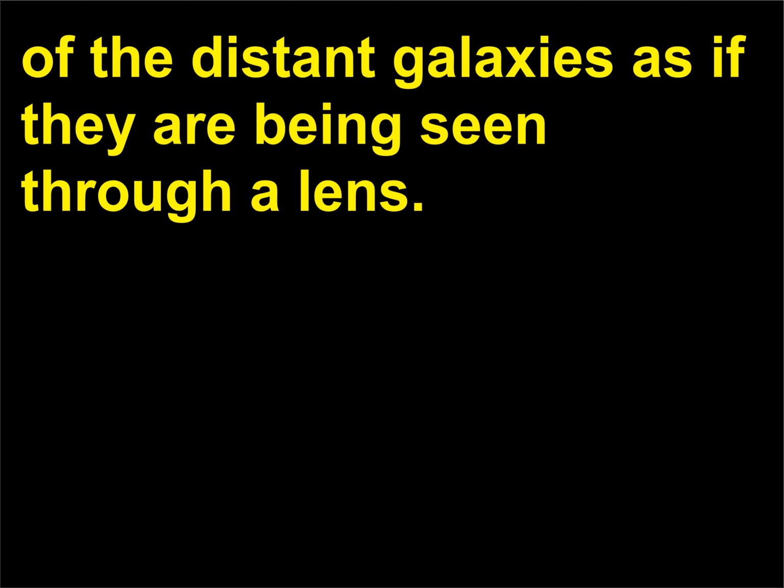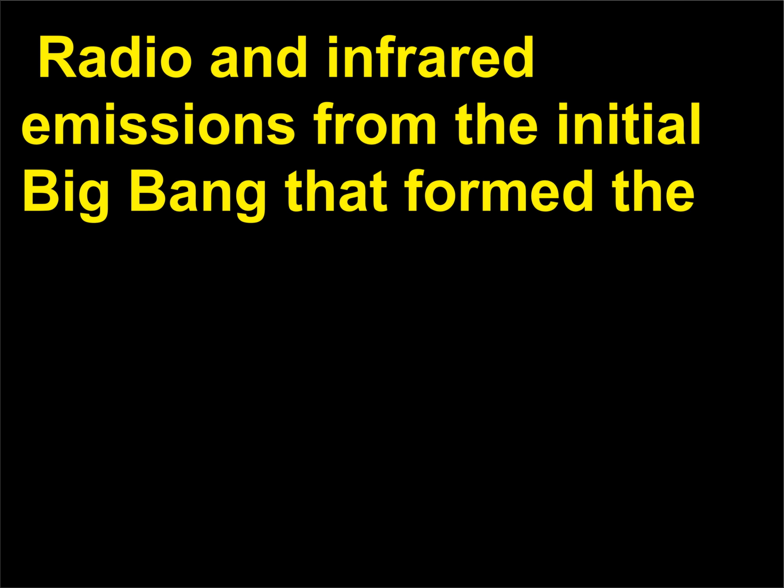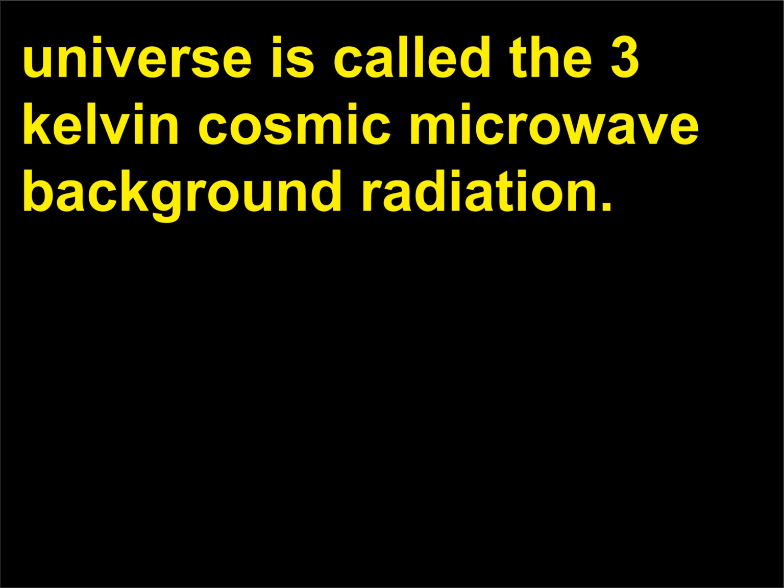In one set of colliding galaxies, the center of mass, determined by the lensing effect, is separated from the center of optical and X-ray brightness, probably by the effect of the collisions. Radio and infrared emissions from the initial Big Bang that formed the universe is called the 3 Kelvin cosmic microwave background radiation. Understanding the details of this radiation also requires large amounts of dark matter.